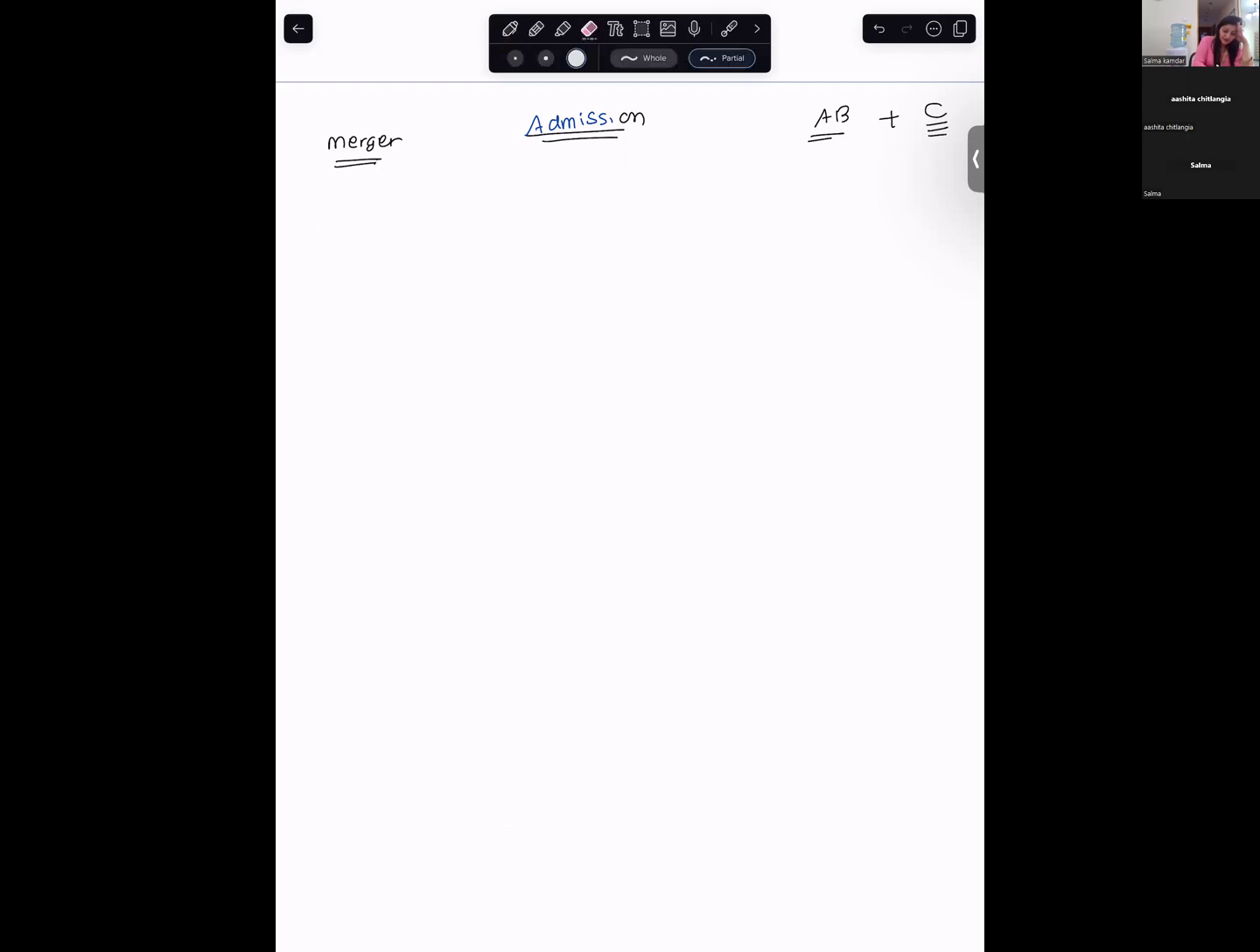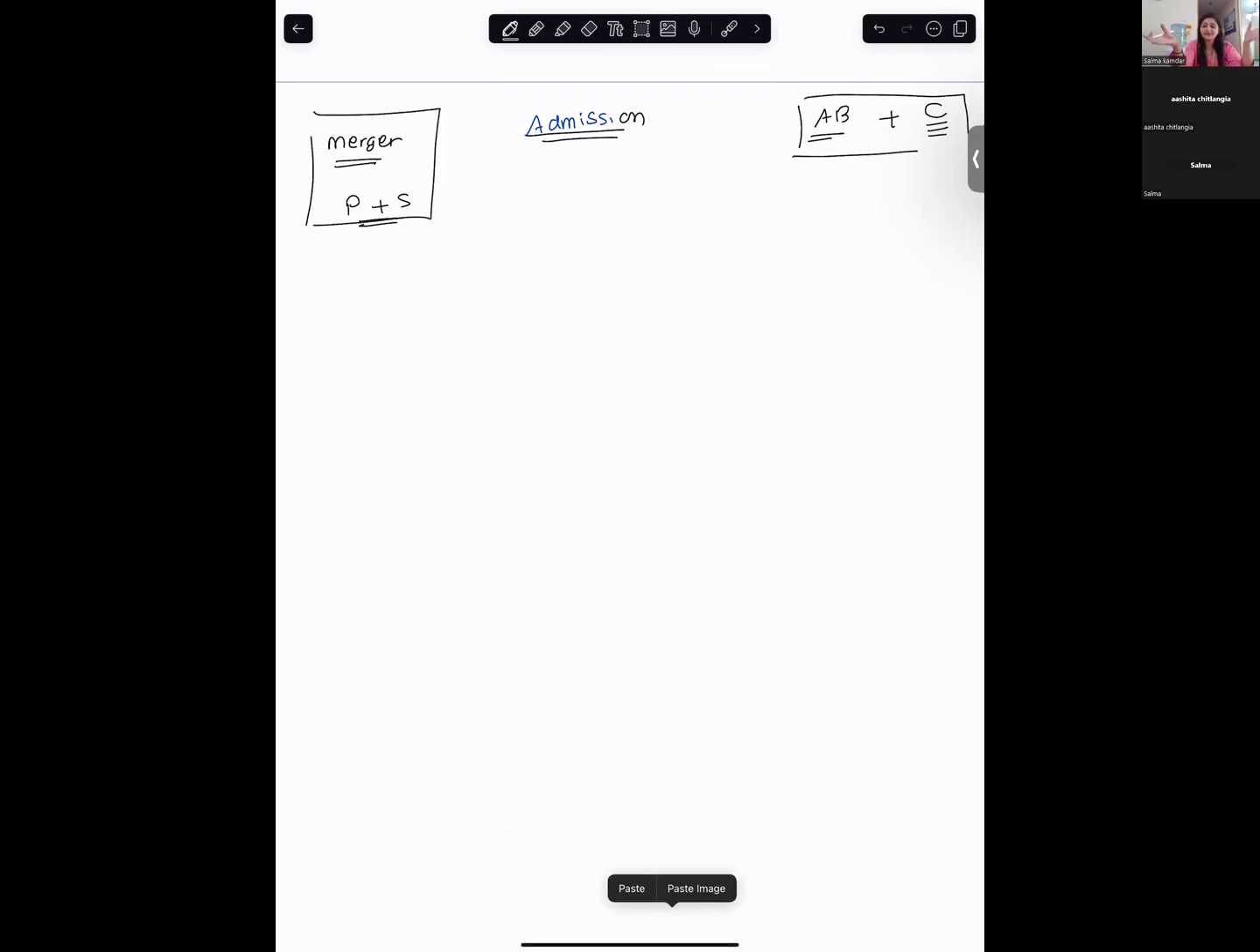Or let's change the format this way: there is a merger of a partnership with a sole trader. We are going to follow the same steps, whether it is a merger of a partnership with a sole trader or an admission of a new partner. Are you with me? Okay, so who are A and B?